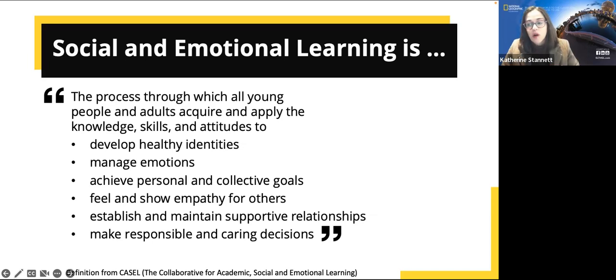So when we talk about social and emotional learning, we're talking about the process through which all young people and adults acquire and apply the knowledge, skills and attitudes to develop healthy identities, to manage emotions, to achieve personal and collective goals, to feel and show empathy for others, to establish and maintain supportive relationships, and to make responsible and caring decisions. So that's a big, long definition.